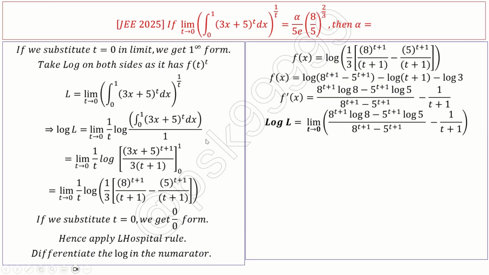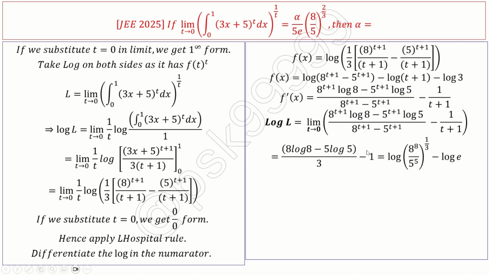Okay. Now I need to apply the limit. Correct? Because the denominator is anyway t, and differentiation of t is 1. So the denominator is 1. If I apply t equal to 0 now, I don't get 0 or infinity. So if I substitute it carefully, what I'll get is (8 log 8 minus 5 log 5) divided by 3 minus 1, which I can write as log of (8 to the power of 8 by 5 to the power of 5) whole to the power of 1 by 3.